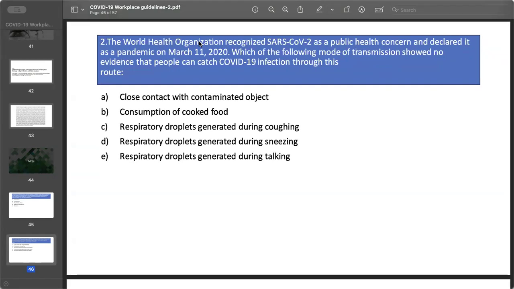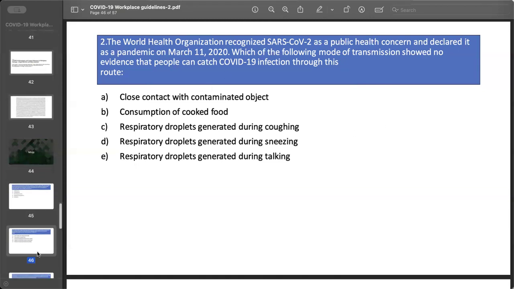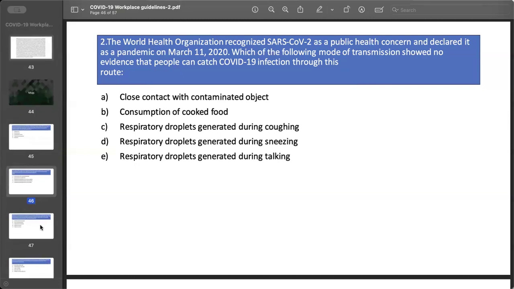Question number two. The World Health Organization recognized SARS-CoV-2 as a public health concern and declared it a pandemic on March 11, 2020. Which of the following modes of transmission showed no evidence that people can catch COVID-19 infection through this route? Option A, close contact with a contaminated object. Option B, consumption of cooked food. Option C, respiratory droplets generated during coughing. Option D, respiratory droplets generated during sneezing. Option E, respiratory droplets generated during sneezing and talking. Option B is the right answer.